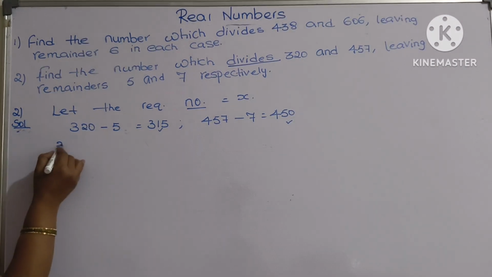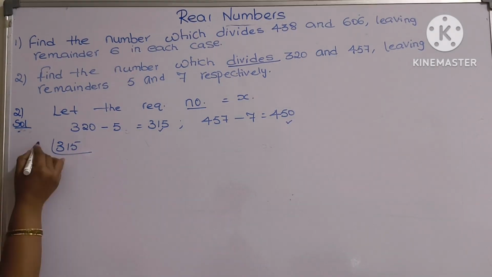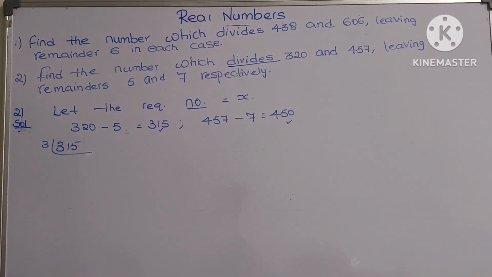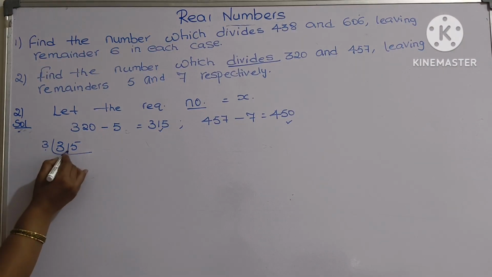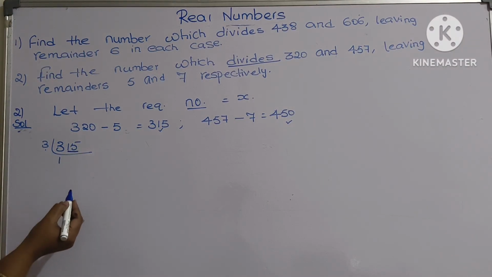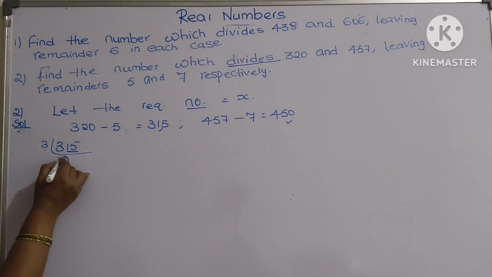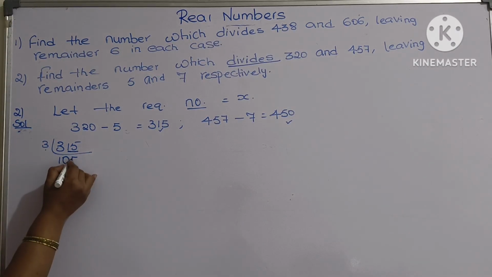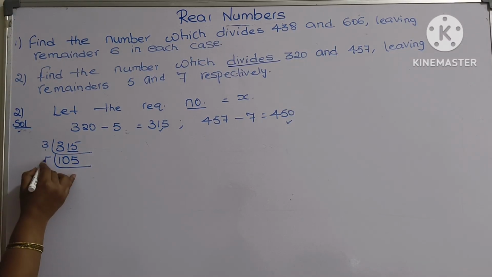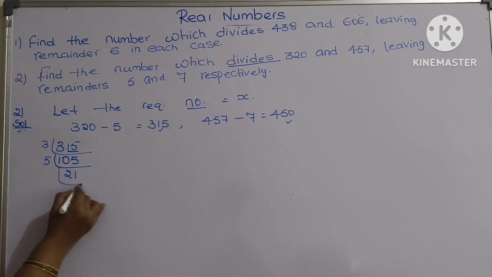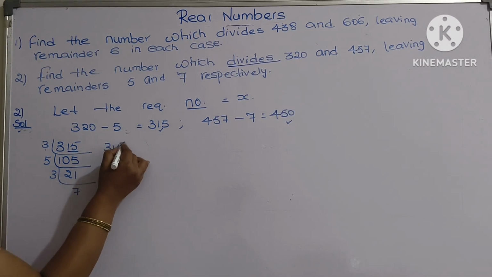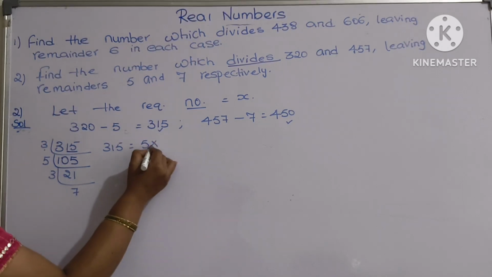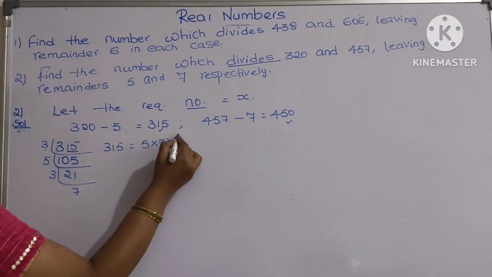For that, we need to do the prime factorization. Let me divide it with 3. 3 ones are 3. Then, how to divide it? 1 is smaller than 3, so I have to take 2 digits together. To do that, I need to keep a 0. Then, 3 5s are 15. Again, continue. 5 2s are 10, 5 1s. I will do it with 3. 3 7s. So, the prime factors of 315 are 5, 7 and 3 square.